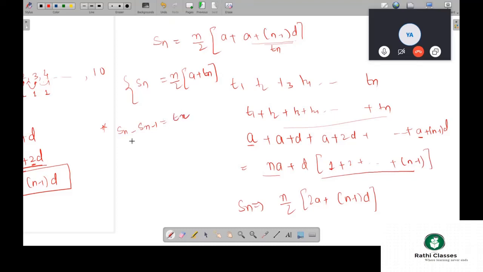Why is that? Say the sum of three terms: I have 1 and 2 and 3. Sum of two terms: if I write n minus 1, if n is 3, n minus 1 will be 2, so 1 plus 2. This is Sn, this is Sn minus 1. Now subtract, what will we get? Sn minus Sn minus 1 is equal to: 1 and 1 got cancelled, 2 and 2 got cancelled, remaining is 3. So 3 is nothing but our last term. So this is equal to Tn. So this is the basic concept in arithmetic progression.